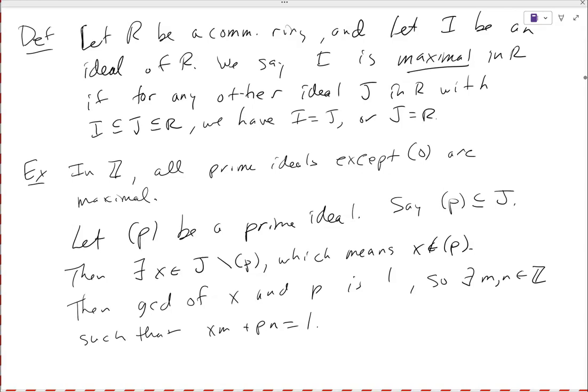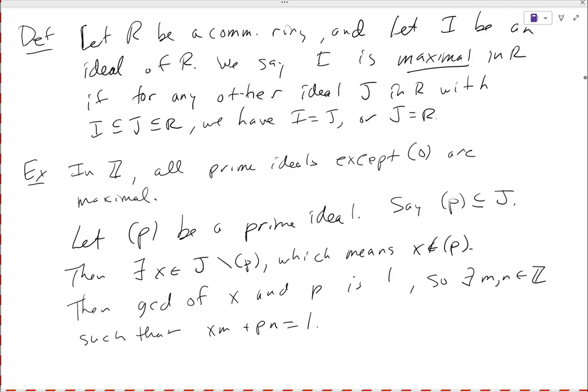So if the GCD of X and P is 1, we can write 1 as a linear combination of X and P, correct? Where does X live? In J. Where does P live? Also lives in J, doesn't it? So where does XM plus PN live? In J. So where does 1 live? In J. What happens when a 1 gets in an ideal? It's the whole ring. Yep, it blows up to the whole ring.